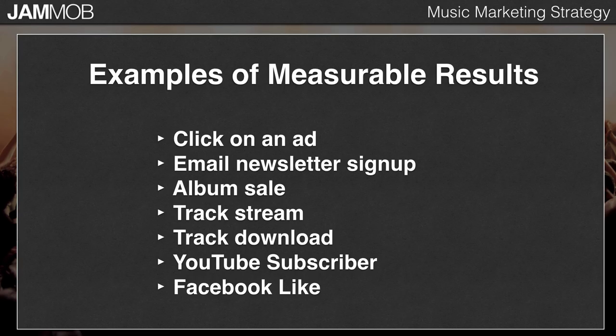When we run an ad online, we can tell exactly how many people click that ad. We can tell how many unique visitors click that ad. We can tell where that traffic came from. So if somebody clicks on an ad and we're running it on an ad platform that's putting it all over the internet on a bunch of different websites, we can tell what website that click came from. We can tell how many times somebody saw that ad in relation to how many people actually clicked on it.